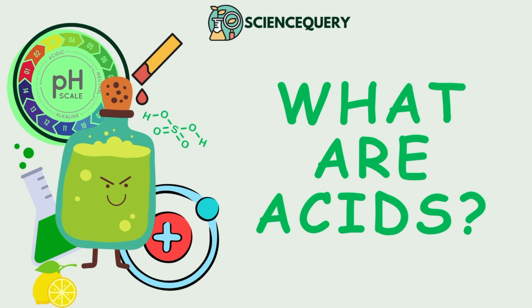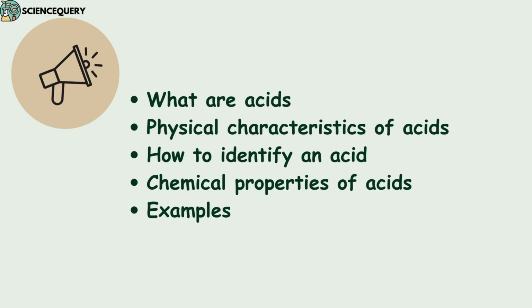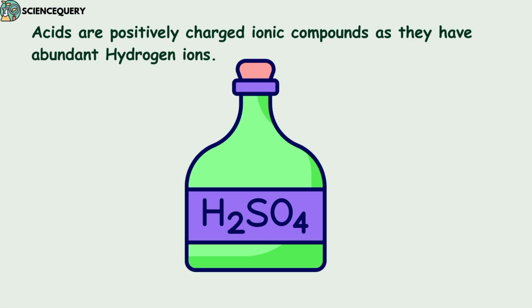And in this video I am going to talk about what are acids. Before deep diving into the topic, let us first see the brief overview of acid. First, we are going to understand about acid. Then, we are going to learn some of the physical characteristics of acid. After that, we are going to learn how to identify the acid, and then some chemical properties of acid, and finally some examples. Acidic compounds have abundant hydrogen ions.